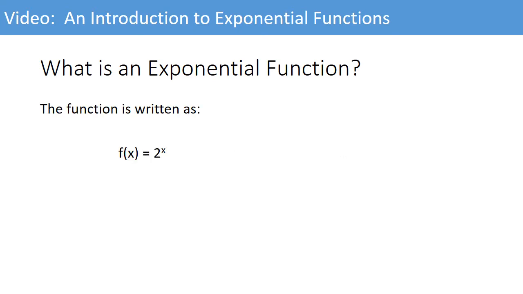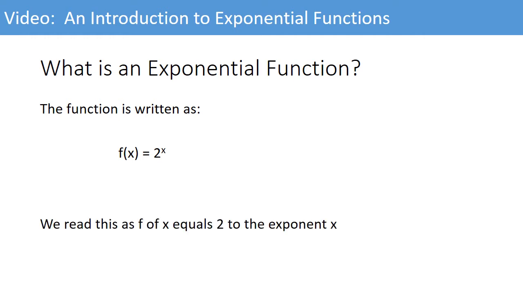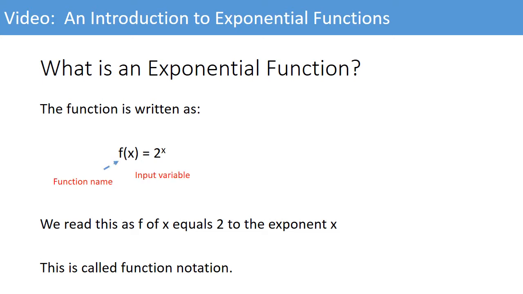The function is written as f of x is equal to 2^x. This is called function notation. We read this as f of x equals 2 to the exponent x. The function name is f, the input variable is x, and what happens to the variable is defined on the right-hand side of the expression.